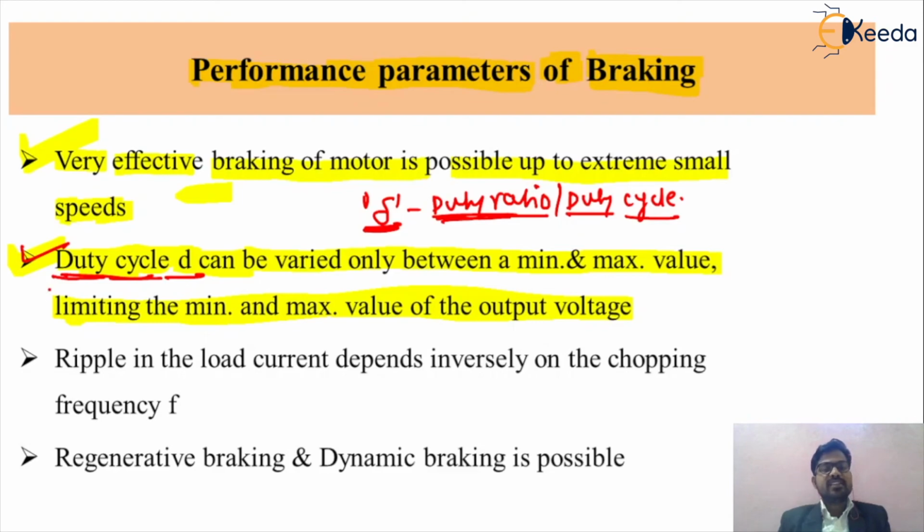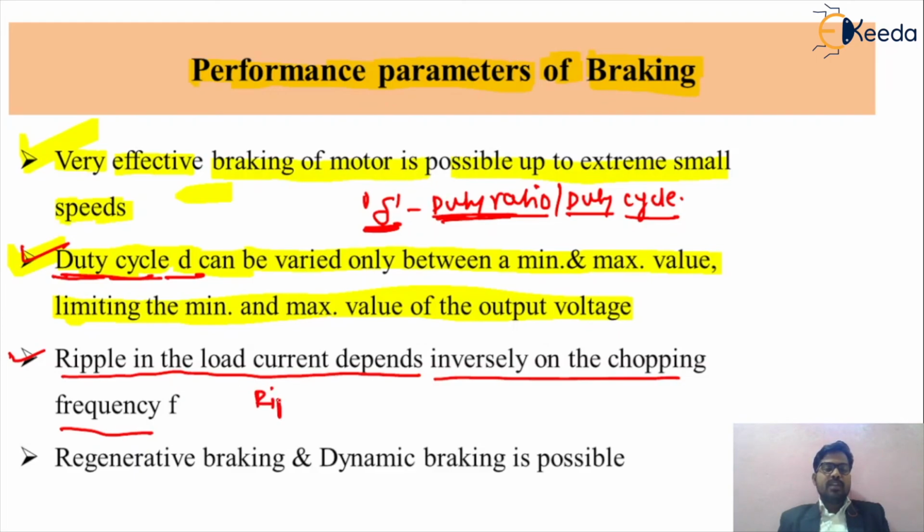Okay, then the next parameter is ripples, which will be available in the load current, and will be inversely dependent on the frequency. Means the ripples, in a simple expression, are inversely proportional to the frequency. Means if the frequency is reduced, then the ripples are increased.